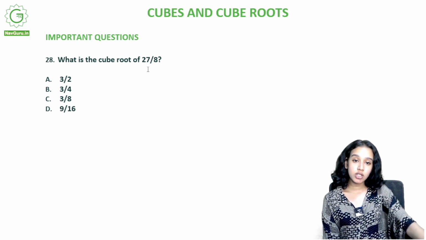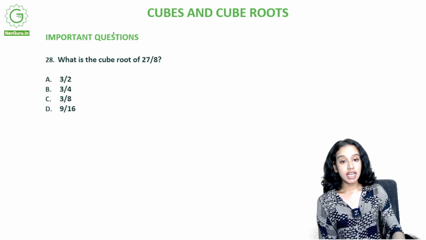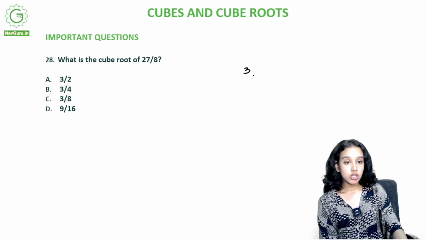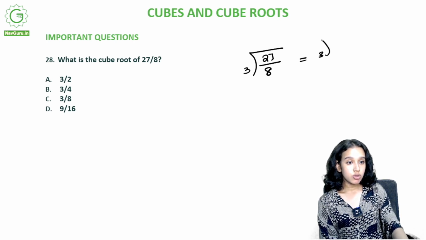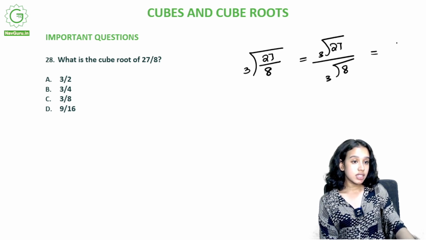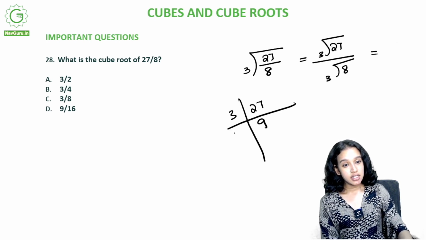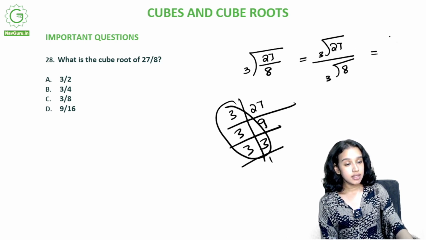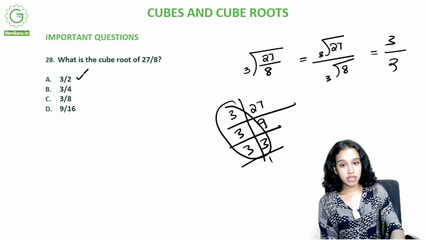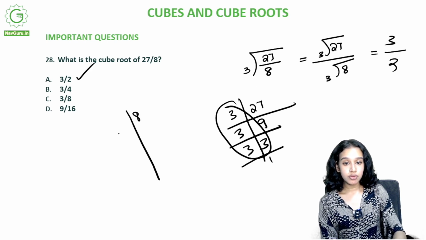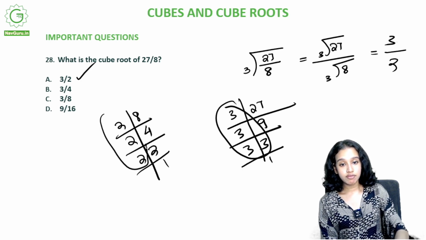What is the cube root of 27 by 8? Again, a very simple question. We get the cube root of 27 by 8, which is equal to the cube root of 27 divided by the cube root of 8. What is the cube root of 27? It's 3. Again, let's find it out. 9, 3, 3 and 1. So 3. And for 8 it's 2. So it's 3 by 2. How does it come as 2? 2, 4, 2, 2, 2 and 1. So 2 again.